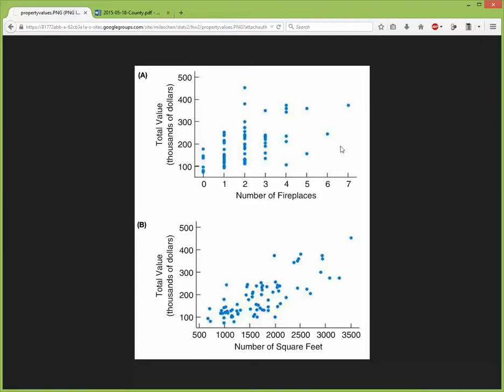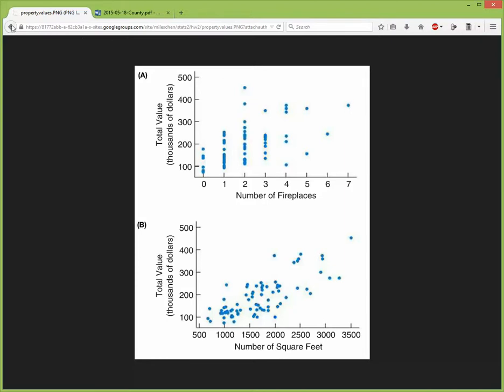How many homes have 6 fireplaces? 1. How many homes have 5 fireplaces? 2, right? We've got this house with 5 fireplaces, but worth only maybe 170,000, and this place with 5 fireplaces worth 360 or 370,000, something like that. Okay? There's only one place with 7 fireplaces. That's the one with the most number of fireplaces, and it's worth almost 400,000, 390 or something around there.